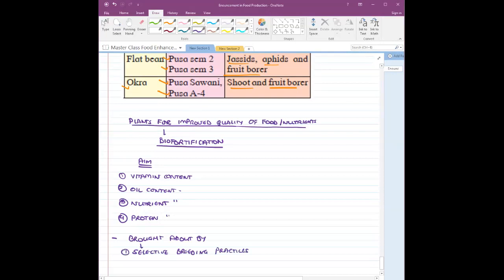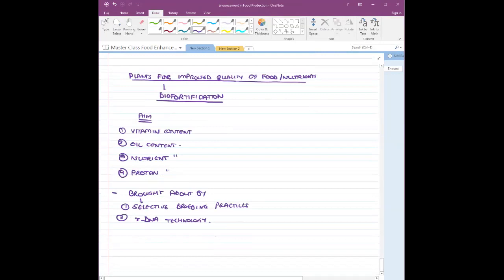Okay, so one, we can have these selective breeding practices, or we can use this rDNA technology, that is your recombinant DNA technology. Okay, so by doing this, we can achieve our aim. But then, guys, what are some of the examples? Okay, so let's try to see some examples over here. And guys, you need to remember this thing. Both important from your boards and from your NEET point of view as well.